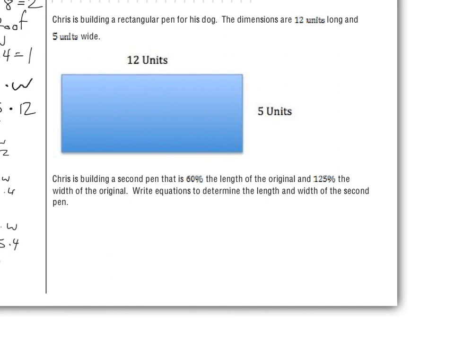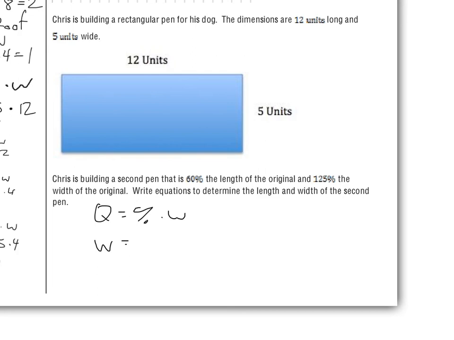Alright, Chris is building a rectangular pen for his dog. The dimensions are 12 by 5. He's building a second pen that's going to be 60% the length and 125% of the width. Write an equation to determine the length and the width. So we're just going to have you write the equations for the length and the width, and then you'll be good to go. So go ahead and do that really quickly using your Q is equal to percent times whole.